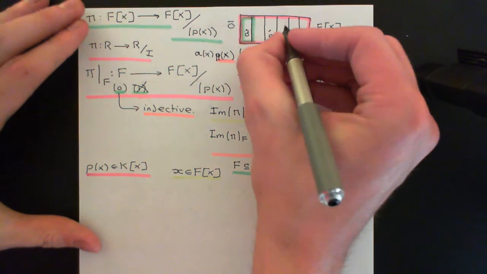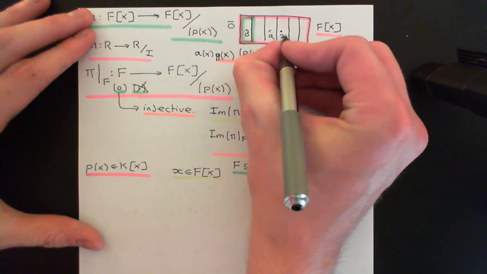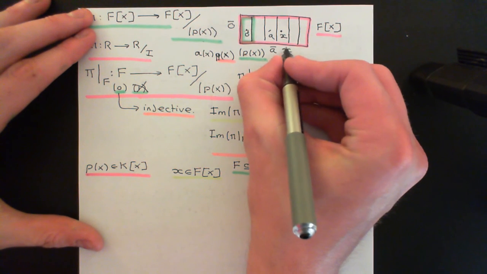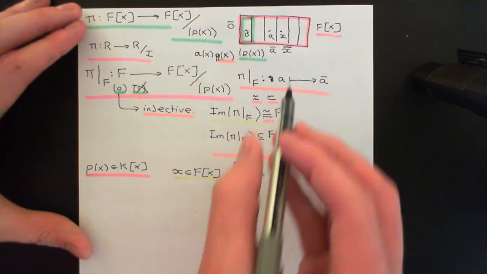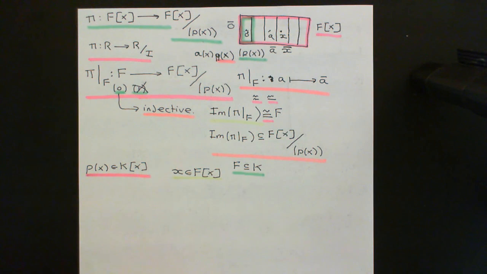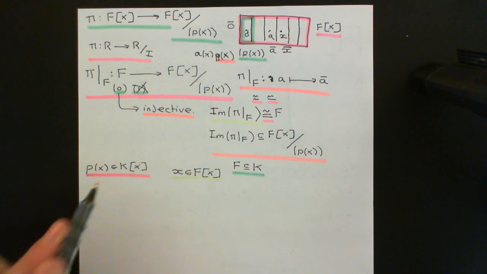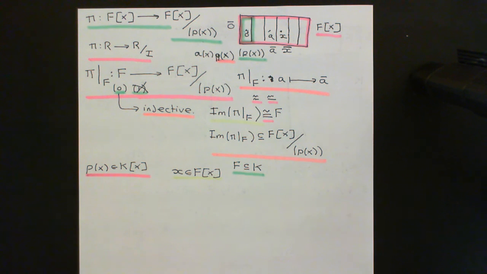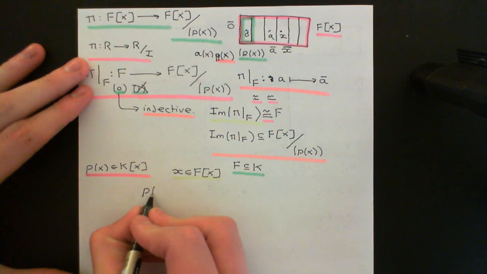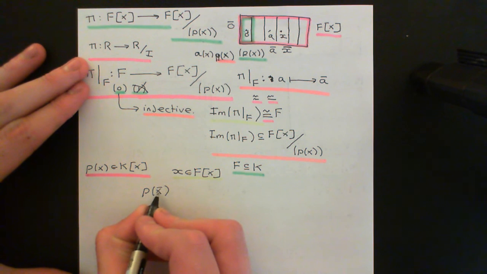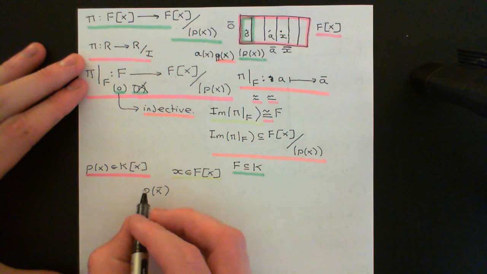It's going to end up in some coset over here, so let's put that here. Here is x, and then we'll have a coset which we'll call x bar. Now let's consider what will happen if we evaluate this polynomial p of x, which is in the ring of polynomials over the field capital K, with the element x bar. So let's consider p of x bar, the evaluation homomorphism for x bar applied to p of x.